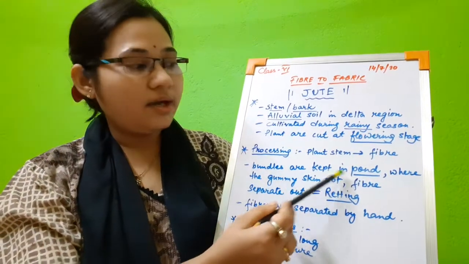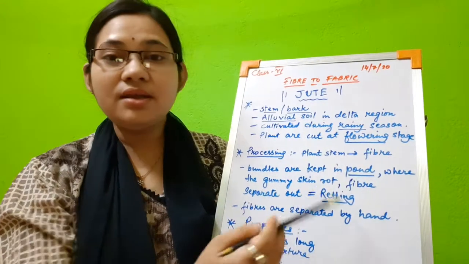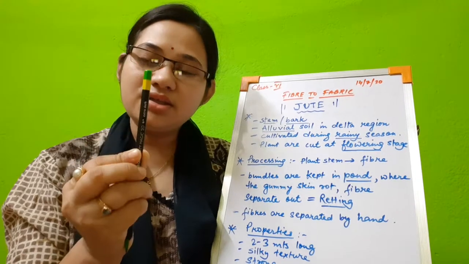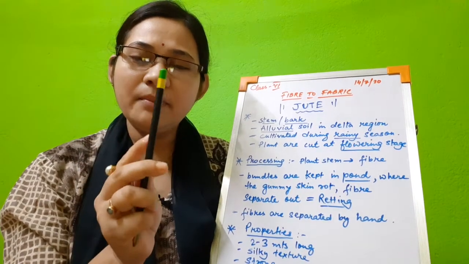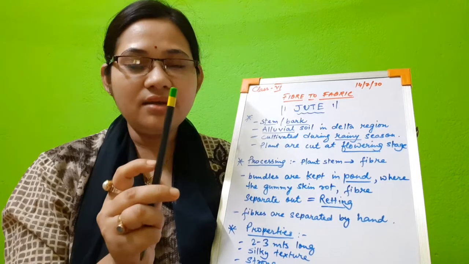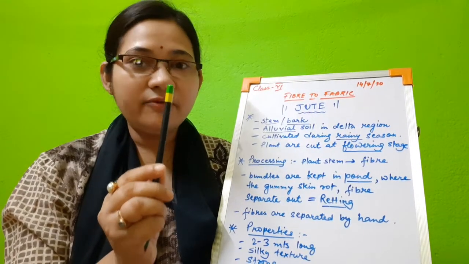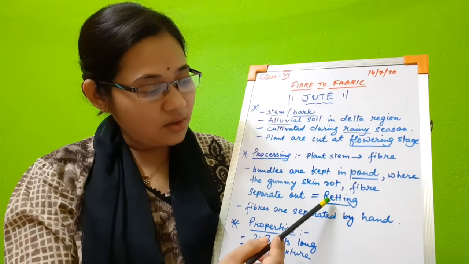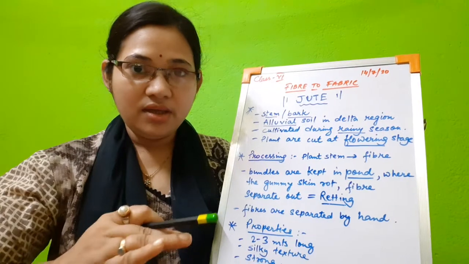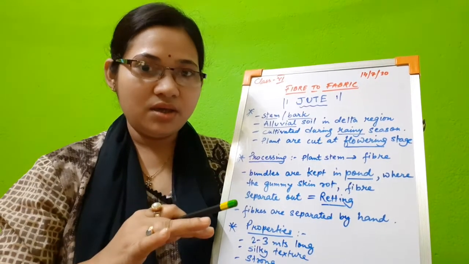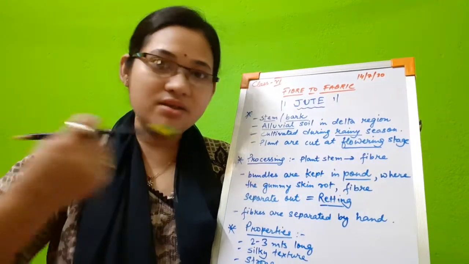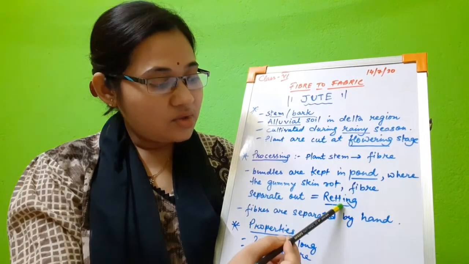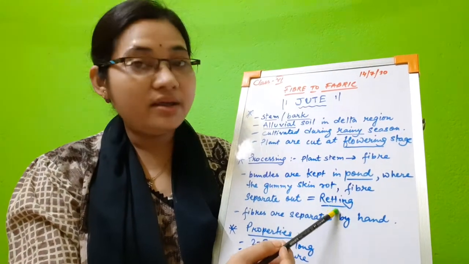These bundles are kept in the pond where the gummy skin rots and the fibers separate out. Gummy means a very sticky type of skin. The skin becomes rotten and the fibers separate out. I will show you some diagrams also. That separation of the fiber is called retting. The gummy skin dissolves and the fibers become separated, so we can easily pull out the fiber strands. That particular process of soaking the plants in ponds is called retting.